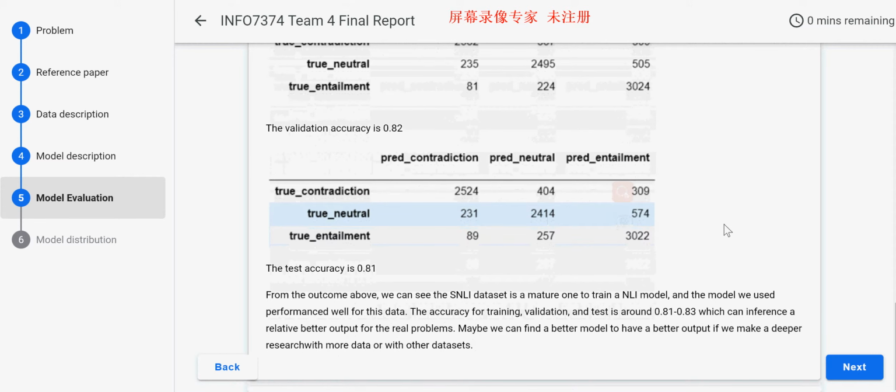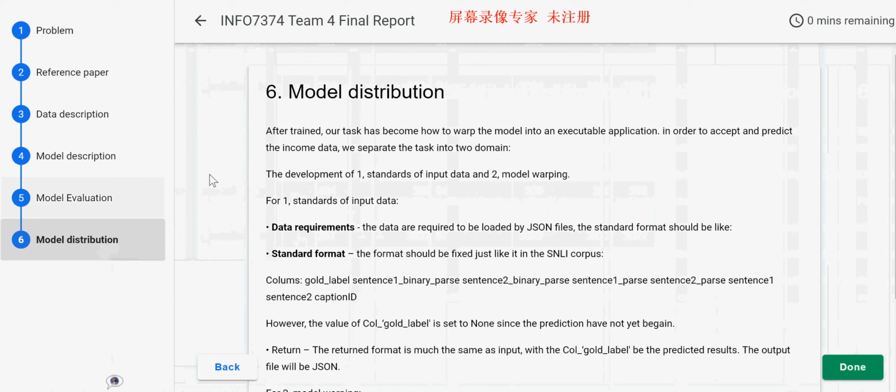From the outcome above, we can see that this Stanford dataset is a mature one to train an NLI model, and the model we used performs well on this data. The accuracy for training, validation, and test is around 0.81 to 0.83, which can give relatively good output for real problems. Maybe we can find a better model to have a better output if we do deeper research with more data or more models. And then we make a conclusion.